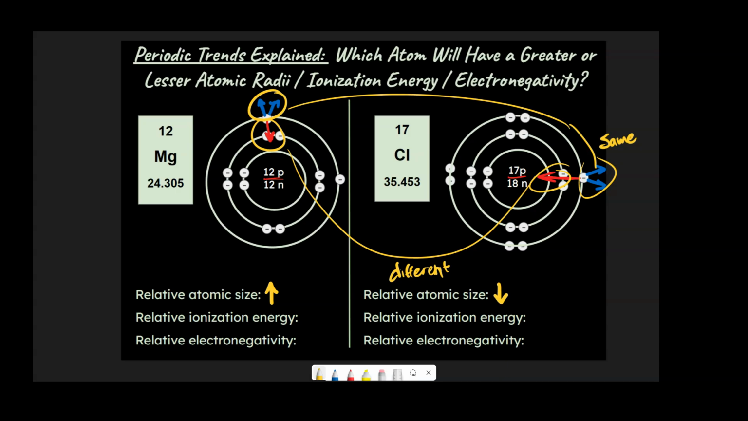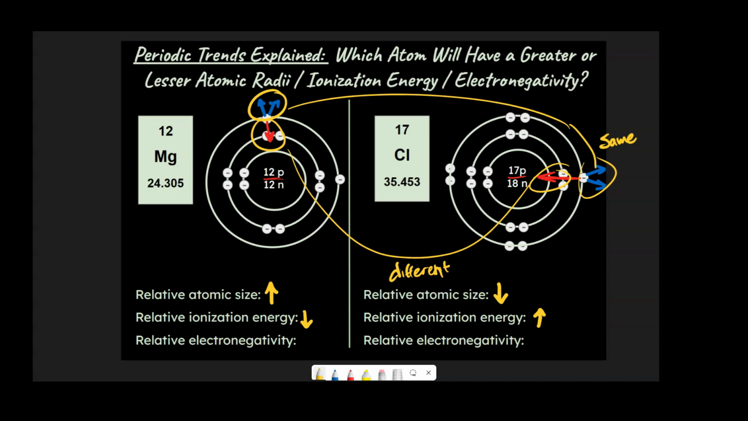Let's compare ionization energies. What is ionization energy? Well, it's the amount of energy it would take to rip an electron off of the outermost shell of the atom. So if you take a look at magnesium, notice again, the inward force is just not as great. With 12 protons, the inward force is not as great as chlorine, where the inward force is much greater. And so as a result, chlorine is holding on to its outermost electrons more strongly. It would be harder to rip an electron off of chlorine. So what we're going to say is the relative ionization energy is greater over here and lesser over here.